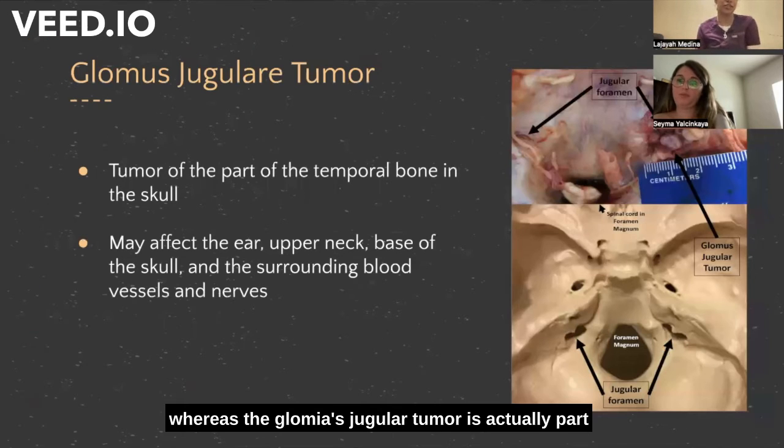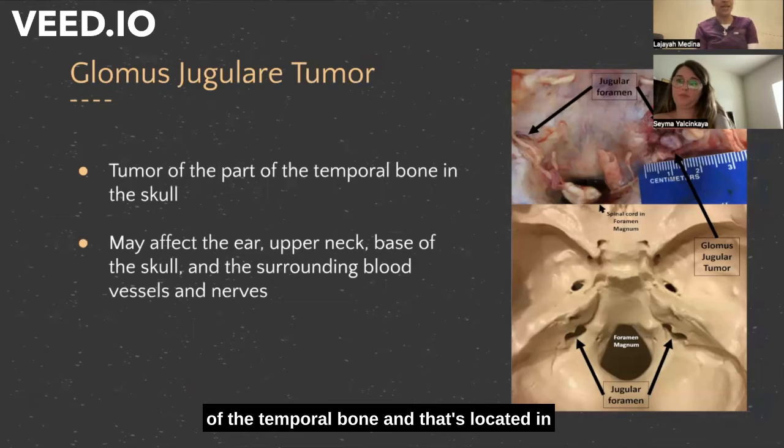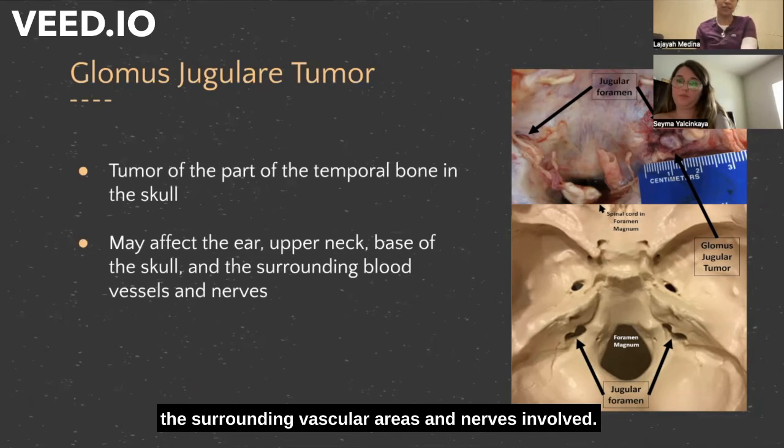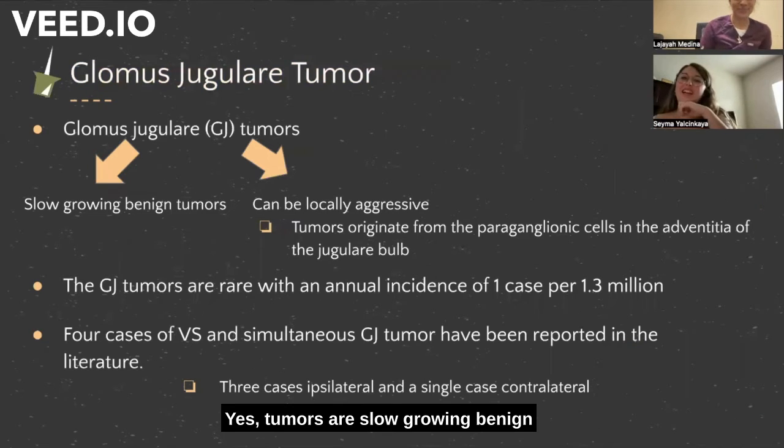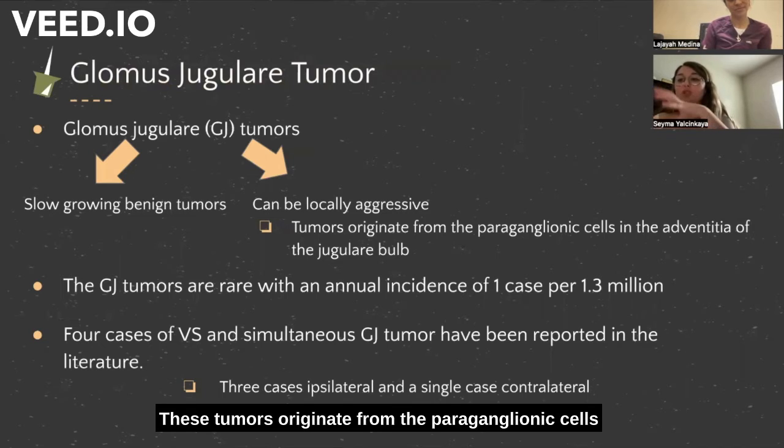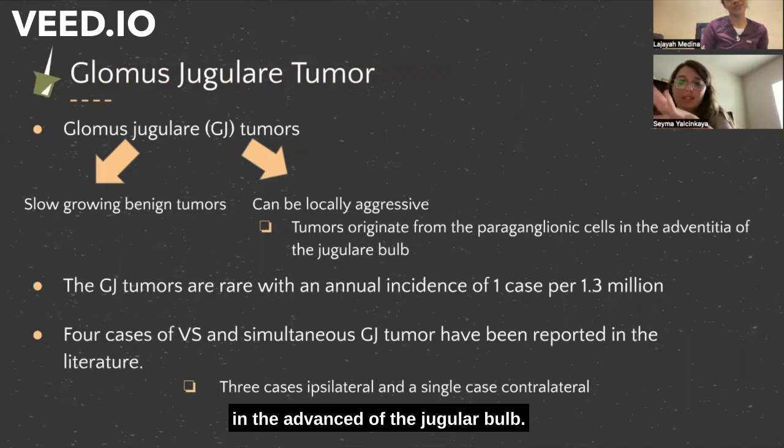Whereas the glomus jugular tumor is part of the temporal bone, located in the skull, which may affect the ear, upper neck, and base of the skull, and all the surrounding vascular areas and nerves involved. Glomus jugular tumors are slow-growing benign tumors, which can be locally aggressive. These tumors originate from the paraganglionic cells in the adventitia of the jugular bulb.